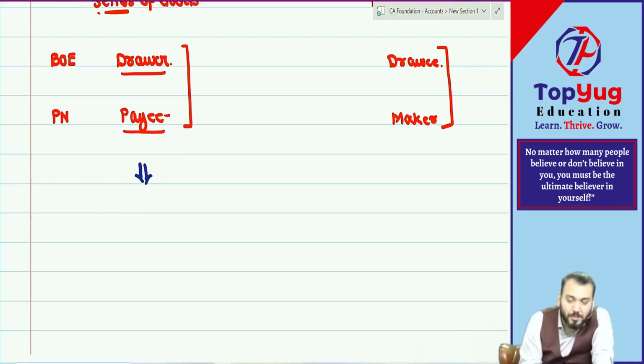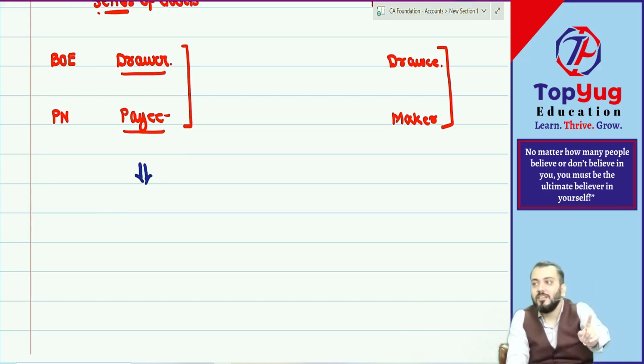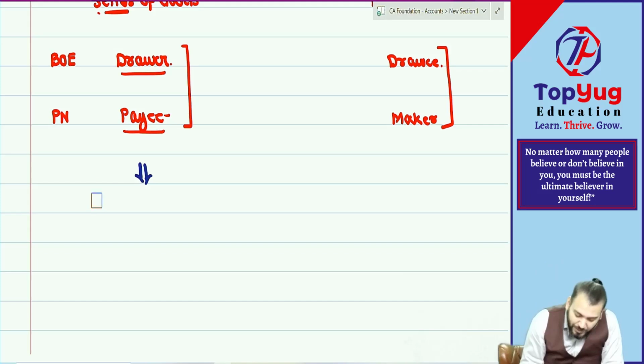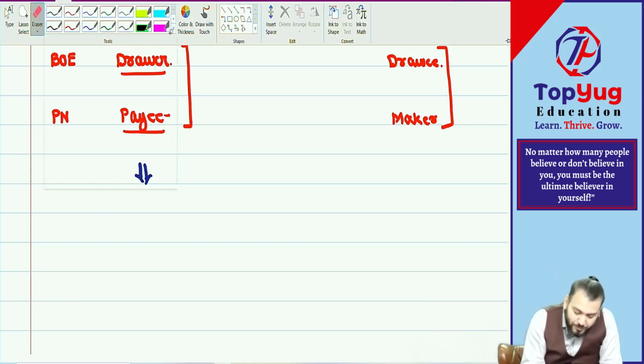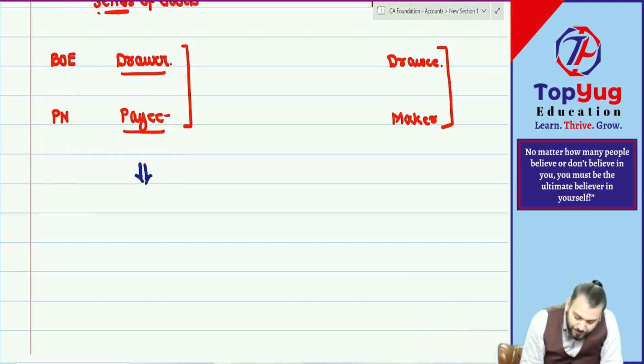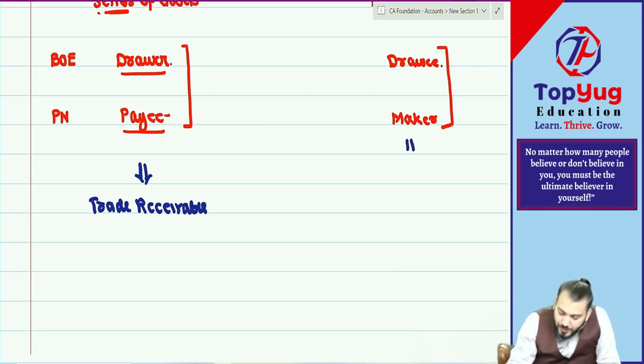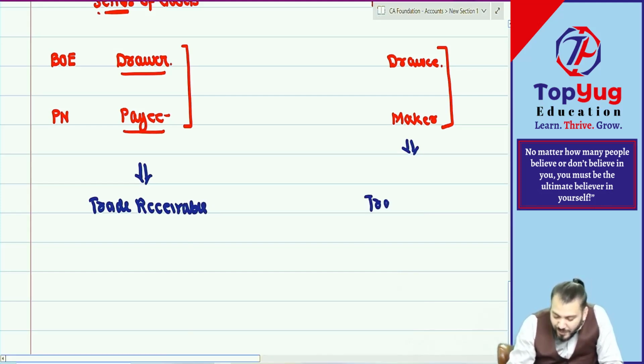What journal entry have we done in the books of the seller of goods? Sita account debit to sales, and Sita was nothing but a debtor. Debtor is nothing but trade receivable. Correct. So can I say we have already opened one account that is known as trade receivable, and in the books of the buyer we have already opened one account that is known as what? Trade payable.